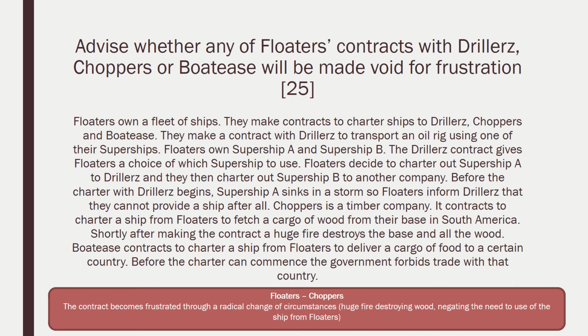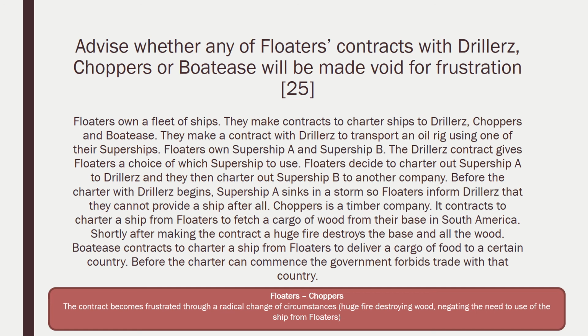With Floaters and Choppers, consider that the contract becomes frustrated through a radical change of circumstances. So that's the fire, destroying the wood, negating the need to use the ship. However, again, you could consider this is quite similar here to Krell v Henry, obviously the coronation being unable to go ahead because of the prince becoming ill, unable to be made king on the particular day. So we know that the man who was going to hire the hotel room was unable, that contract had become frustrated, so he didn't need to continue to hire.